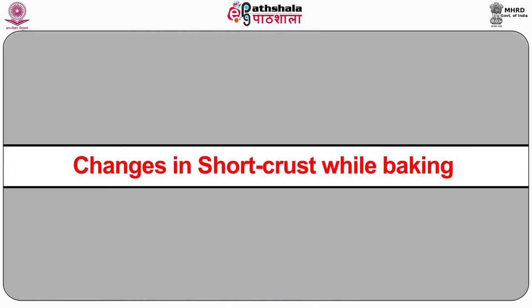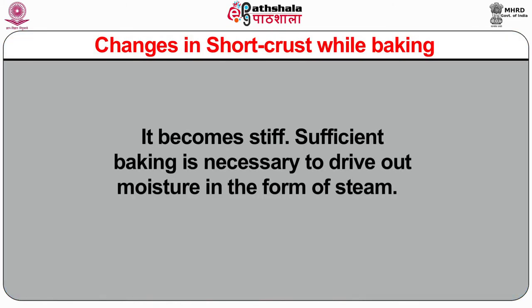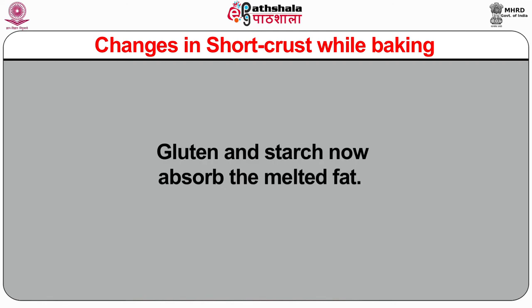Changes in short crust while baking. Fat melts. This melted fat turns the dough moisture into steam, which gives the leavening action. As the temperature of the dough increases, gluten coagulates and starch starts to gelatinize. It becomes stiff. Sufficient baking is necessary to drive out moisture in the form of steam. Gluten and starch now absorb the melted fat.